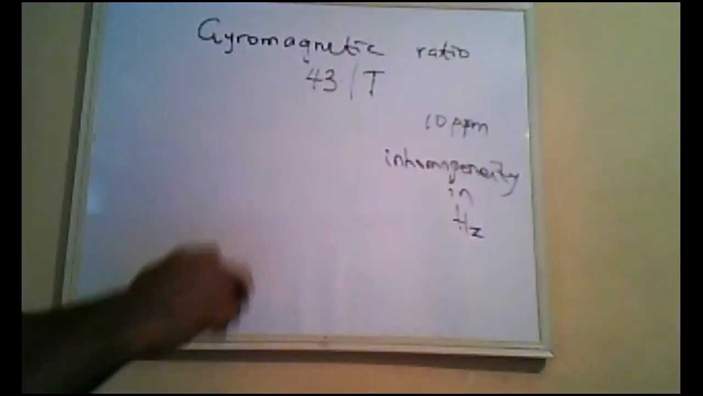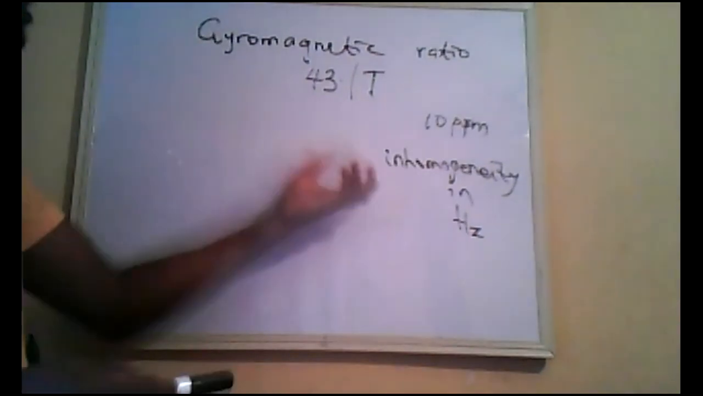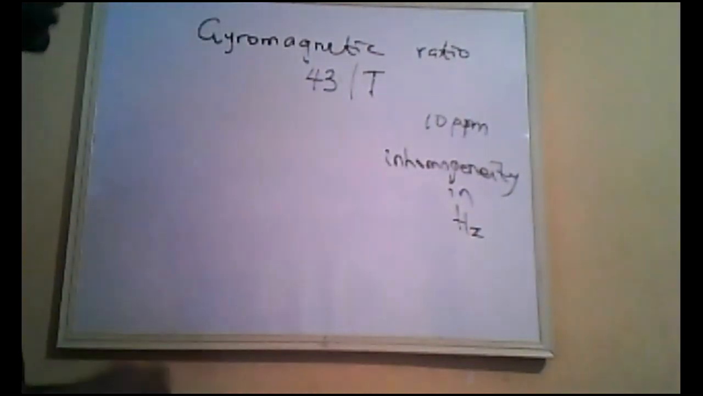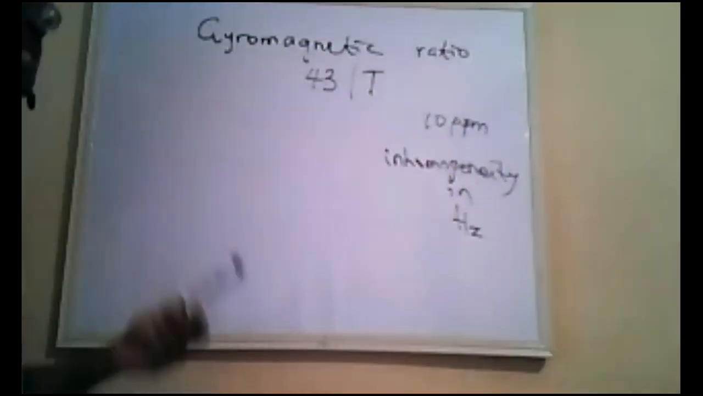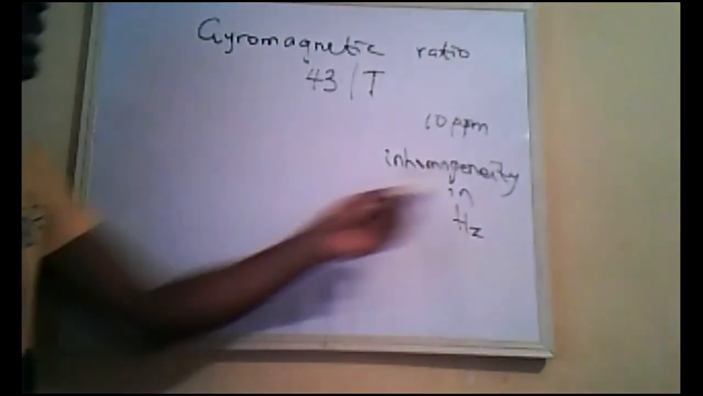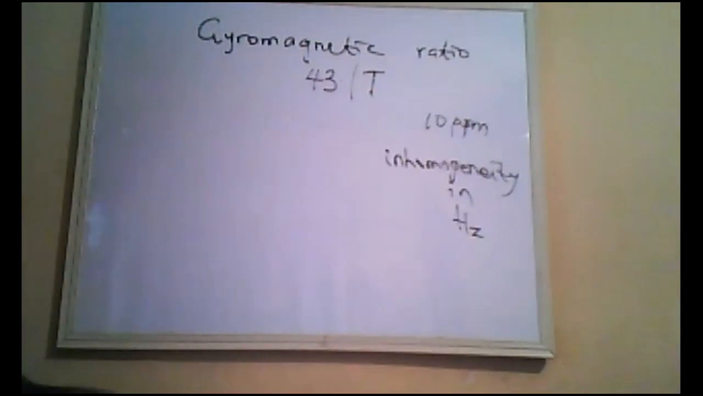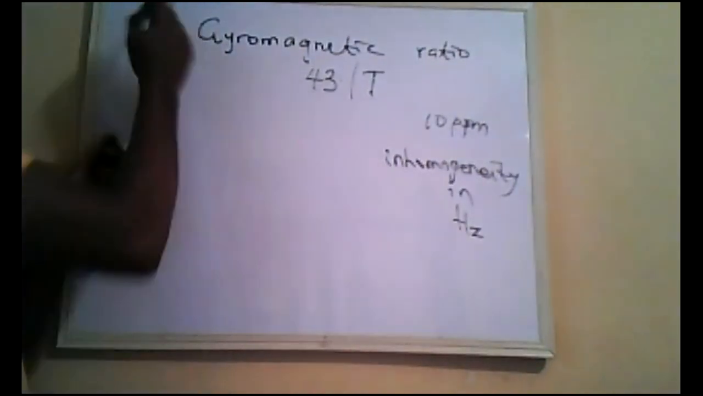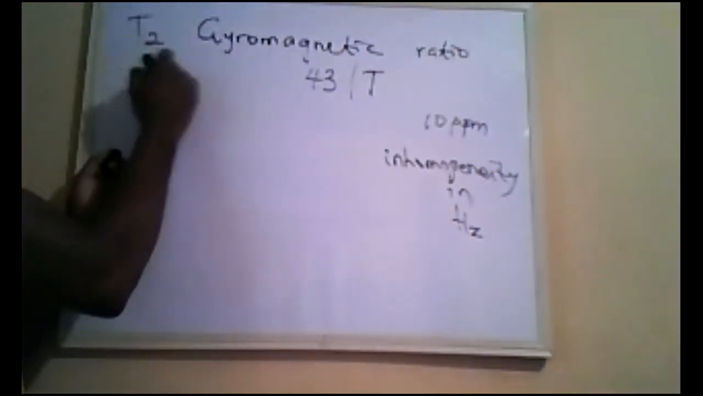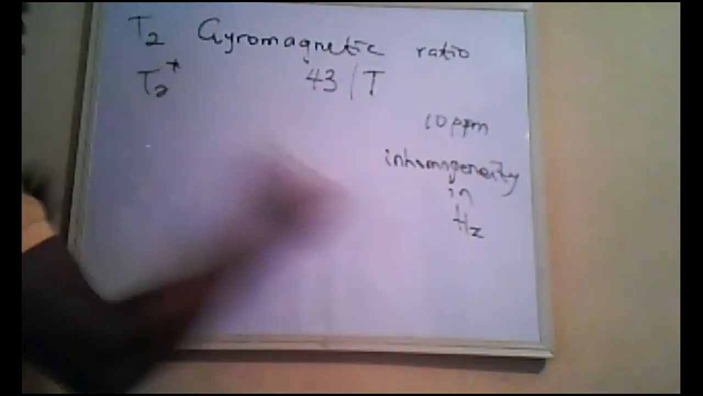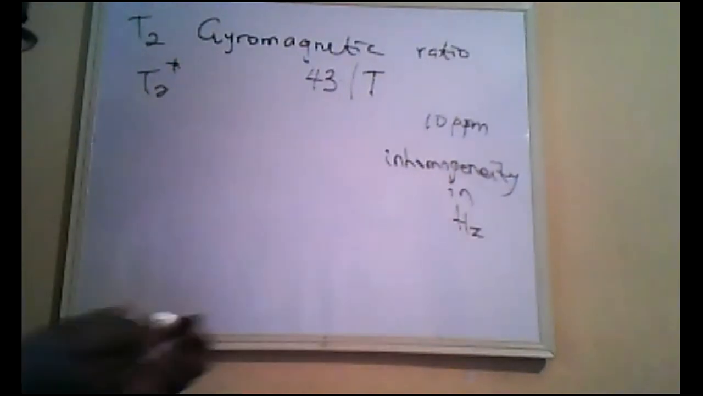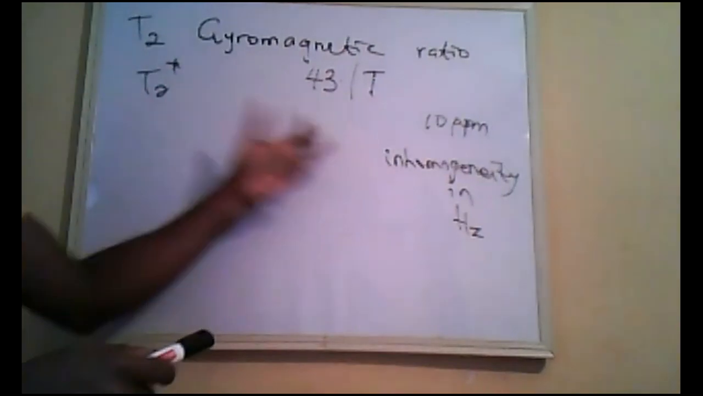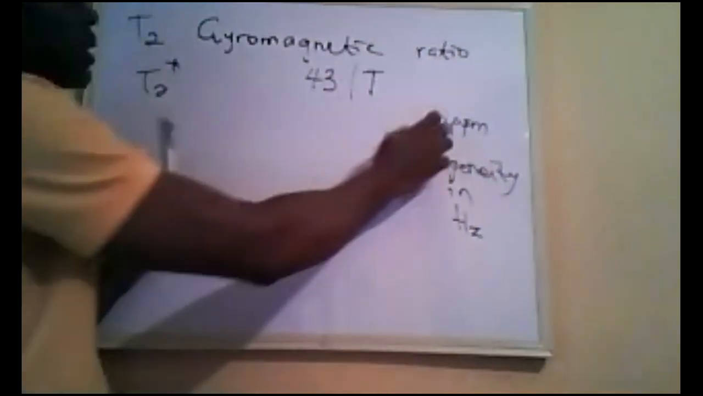Yes. What they are trying to say is what inhomogeneity will be experienced by the system, because these are the things that contribute to some artifacts. When we're talking about T2 and T2 star, T2 star is affected by this inhomogeneity, and the strength of the effect is determined by the number of parts per million.